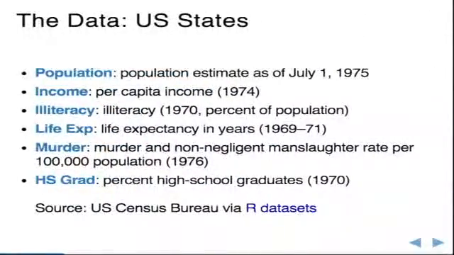So the data we're going to be looking at is U.S. Census Bureau data: population, income, illiteracy, life expectancy, murder, and high school graduation rates. We won't be looking at all of them, but those are some of the data sets that are in here.